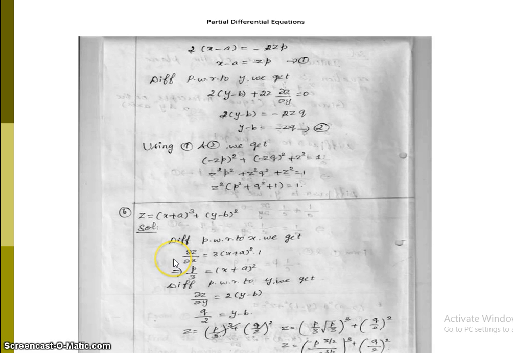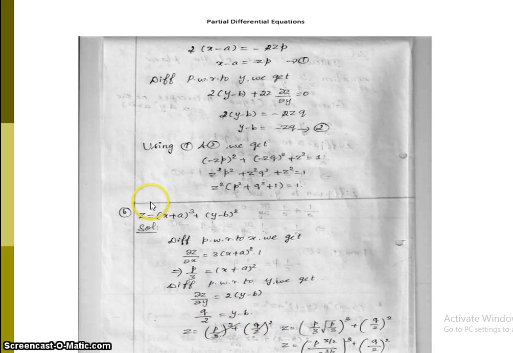Okay, then the next problem is eliminating arbitrary constants from z equals (x plus a) whole cubed plus (y minus b) whole squared. Same as before, differentiate with respect to x, so ∂z/∂x equals 3 times (x plus a) whole squared, and the other term is 0. That is p, so we can take 3 to the left side, and we get p by 3 equals (x plus a) whole squared. Then differentiating with respect to y, we get ∂z/∂y equals 2 times (y minus b). What is ∂z/∂y? That is q. So q divided by 2 equals y minus b.